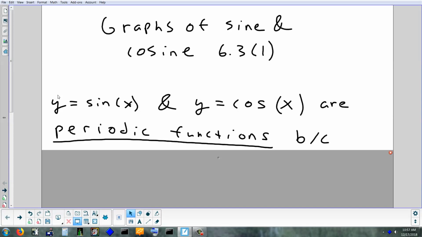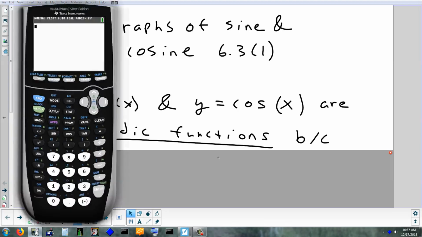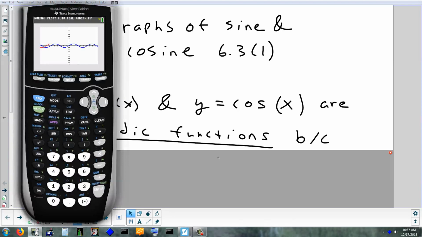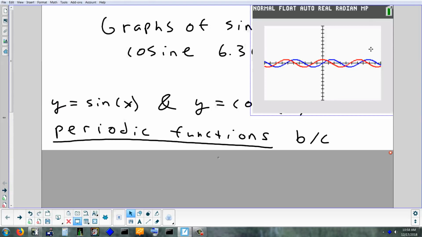And then I think you'll be able to tell me a little more about it if I show you a picture. So let's start with sine. And I'll graph cosine at the same time. So sine is in blue, and cosine is going to be in red. So there's a graph of sine and cosine at the same time. Right? So just put that off to the side. That's what it looks like. Let's move it up a little bit.